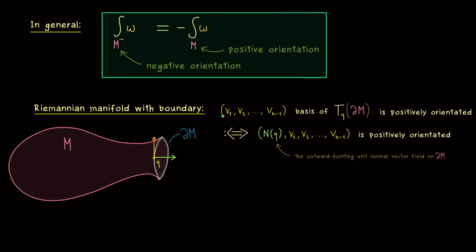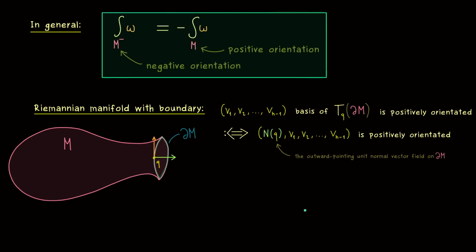This is something we have explicitly defined in the last video, so maybe let's quickly recall it. Namely, a basis of the tangent space on the boundary is positively orientated if this extended basis is positively orientated on the tangent space of M. And you see, we extend this basis by putting this outward pointing unit normal vector to the front of the basis. And we know that this outward pointing is well defined. In the picture here, it's simply given by this vector.